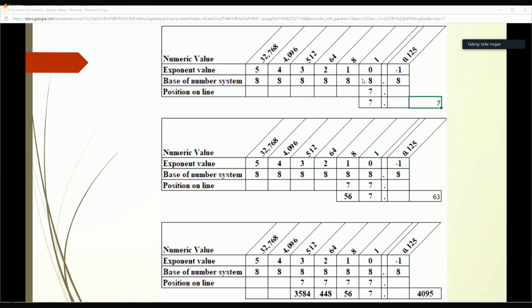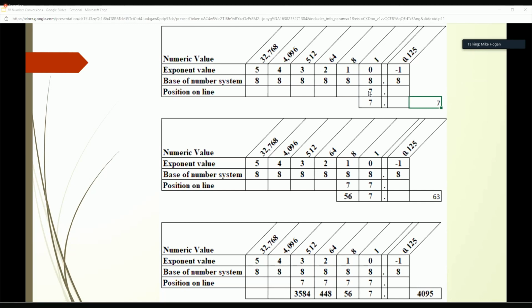Same thing holds true here. It's a base 8, and we're going 8 to the 0 is 1, 8 to the 1 is 8, 64. So you got the weights perfectly right. The numbers will always be 1 less than the numbering system. So the largest number that we can have will be 1 less than the base.